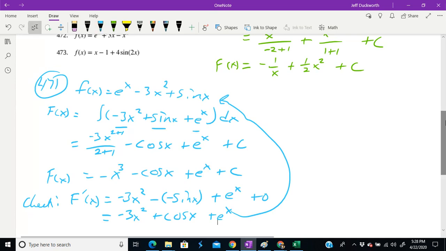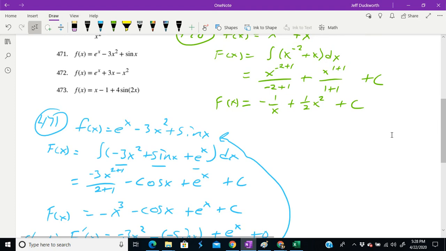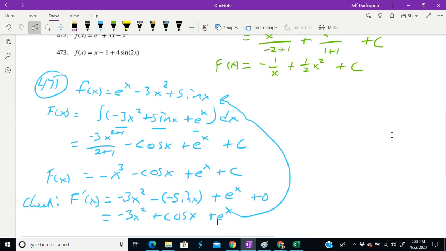Let's do, I don't need to do 472. That's very similar to this. Let's do 473. So x minus 1 and 4 sine of 2x.